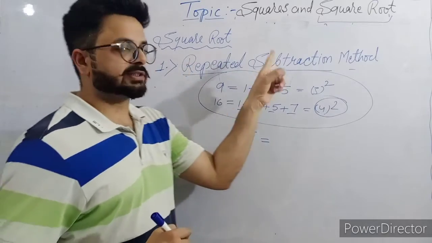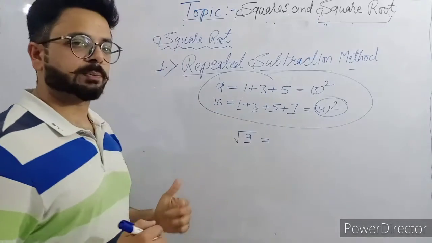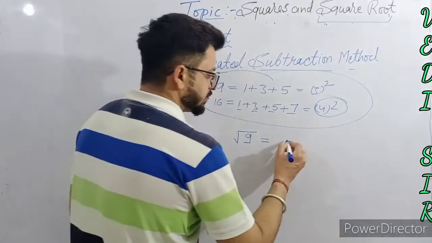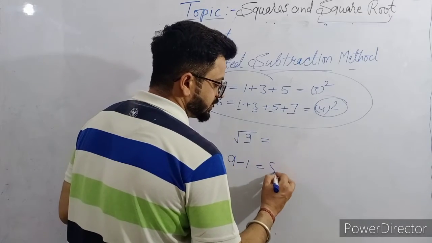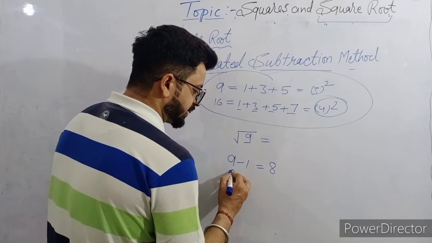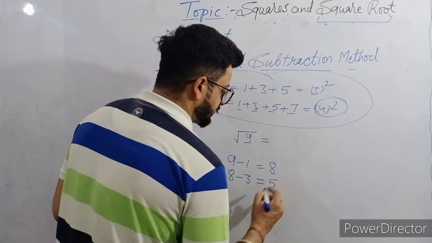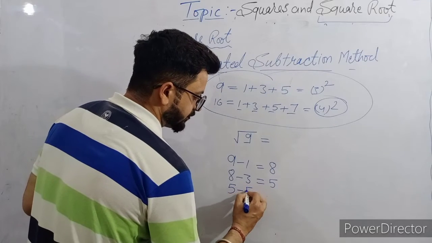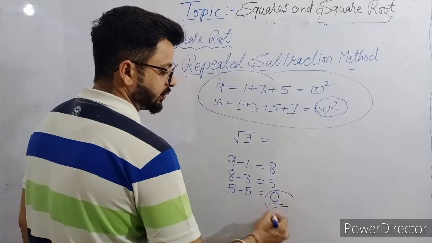This is the repeated subtraction method. It means from this number we will start to subtract the odd numbers. First, from 9 I will subtract 1. What is it? 8. Now from 8 I will subtract 3. Then it is 5. Now from 5 I will subtract 5, the next odd number, then 0. Now here we got 0.